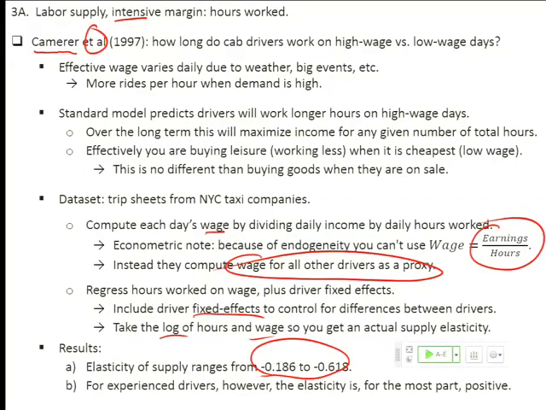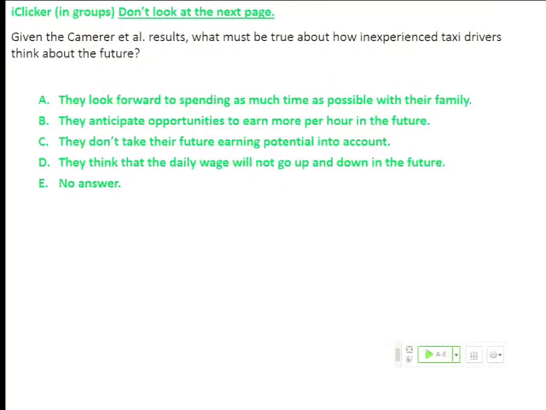So we want to take the next step to get to where we were. Without looking at the next page of your handout, given the results I just showed you, what must be true about the way that inexperienced taxi drivers think about the future? It's the time factor that's going to be crucial here. What must be true about the way they think about the future?